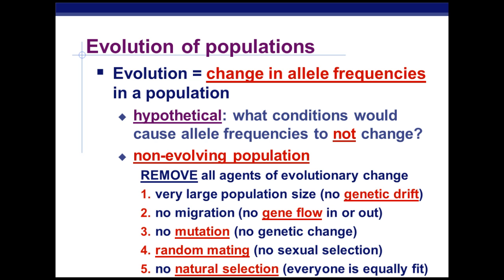It's important that you understand what the characteristics would be of a non-evolving population. Think of the non-evolving population as a control group. And remember the purpose of the control group, which is to compare results. So think of it that way.